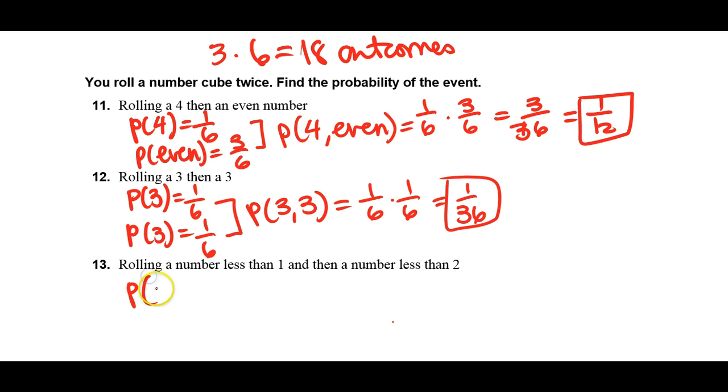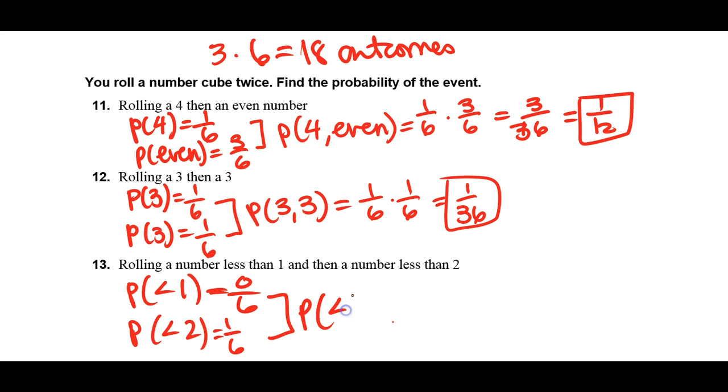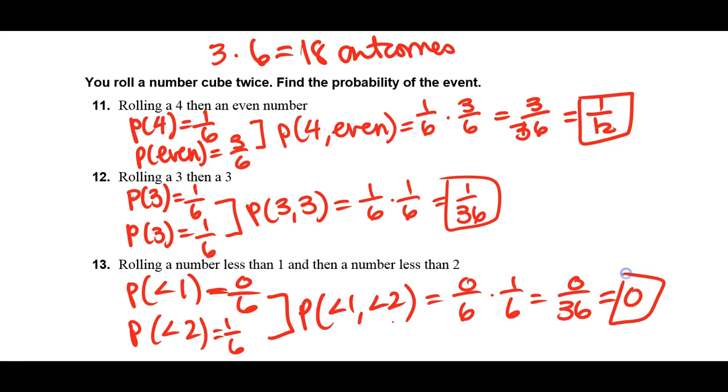And the probability of a number less than 1. There are no numbers on a dice less than 1, so that's 0 out of 6. And the probability of a number less than 2, there is one number, 1, on a dice less than 2. When multiple things are happening, you multiply their probabilities. So 0 times 1 over 6 times 6 is 0 over 36, which simplifies to 0.